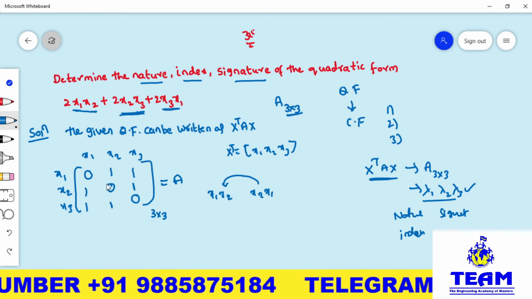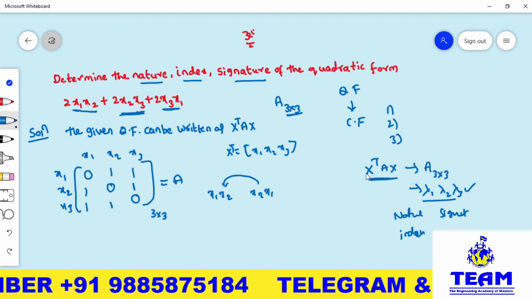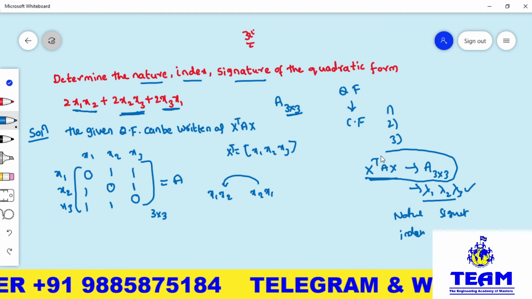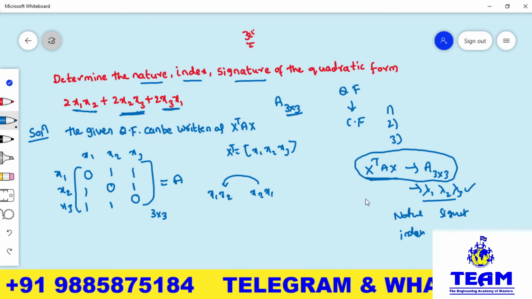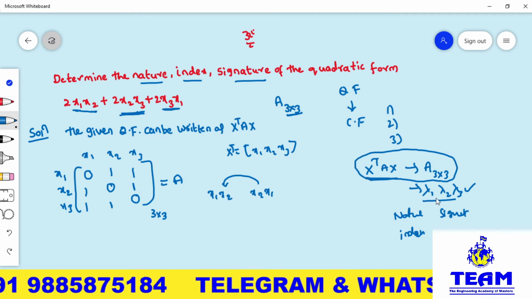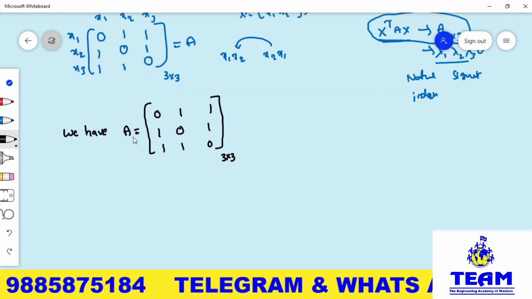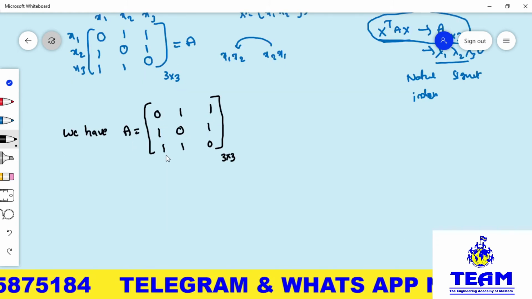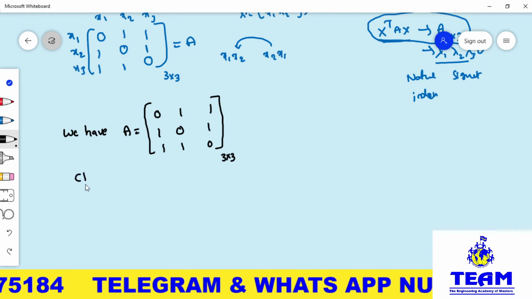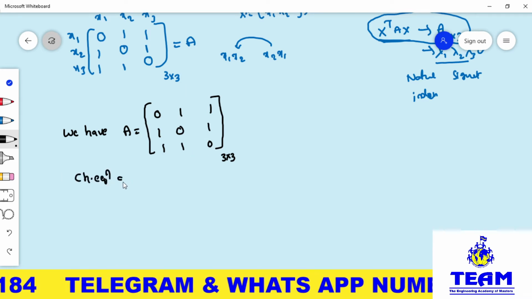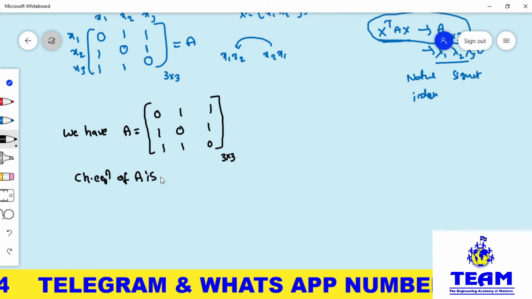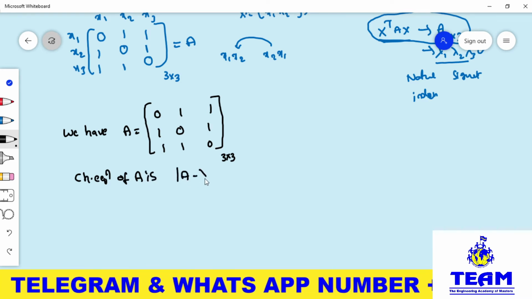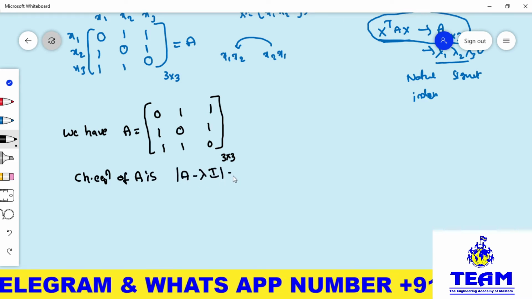Okay. Now what have we done? We have converted the quadratic form into symmetric matrix form. Later, what we have to do is find the eigenvalues. Friends, we have the symmetric matrix A equal to [0 1 1; 1 0 1; 1 1 0]. Now the characteristic equation of A is the determinant of A minus lambda I equal to 0.